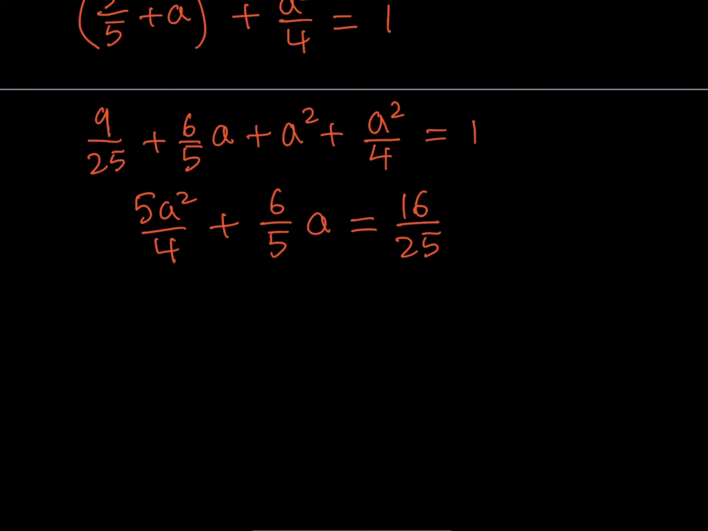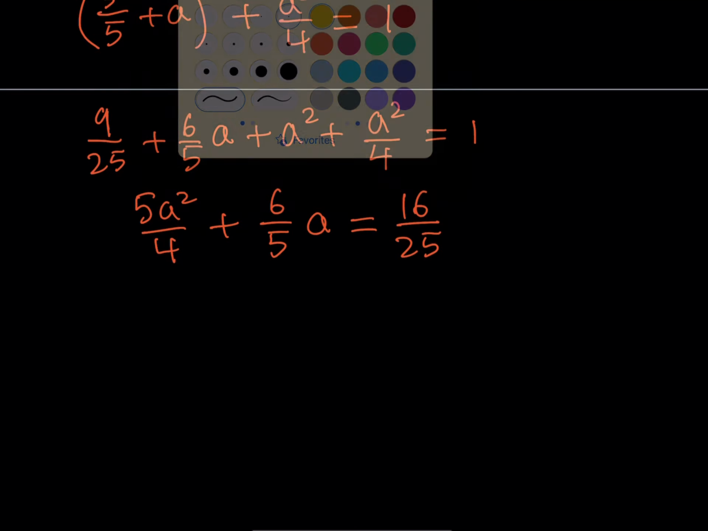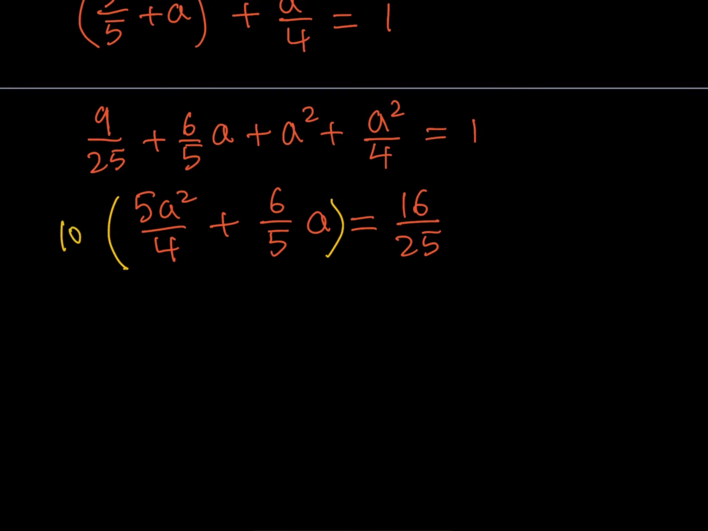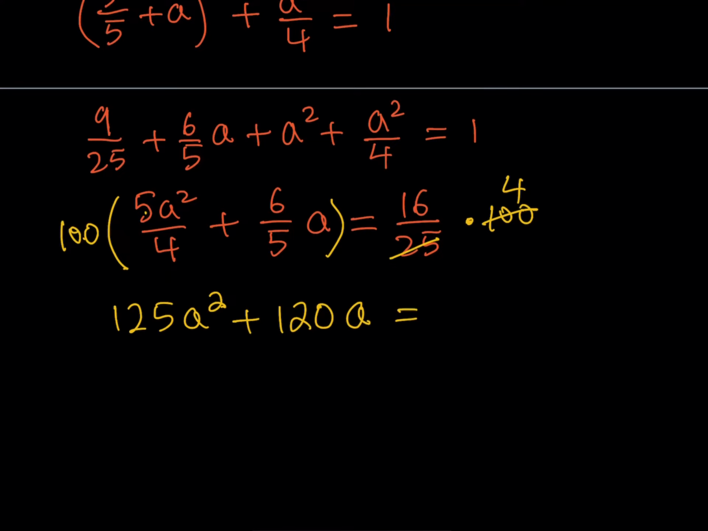Great. Now, in this expression, notice that we can multiply both sides by 25 times 4, which is 100, right? And that's going to simplify things greatly. So if I go ahead and multiply everything by 100, let's do that. Multiply by 100, and multiply by 100. Of course, you can cross cancel here. 25 goes into 100 4 times, so I'm going to get 64 on the right-hand side. And don't forget to cross cancel as you go. 4 goes into 100 25 times, 25 times 5 is 125, A squared. 5 goes into 120 24 times, 6 times 20 equals 120, right? A. And that equals 64.